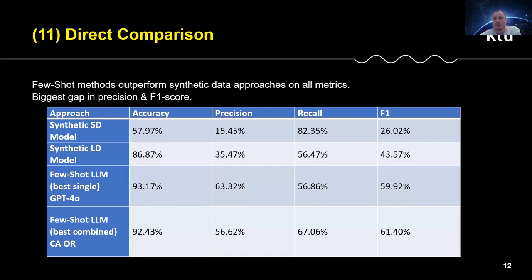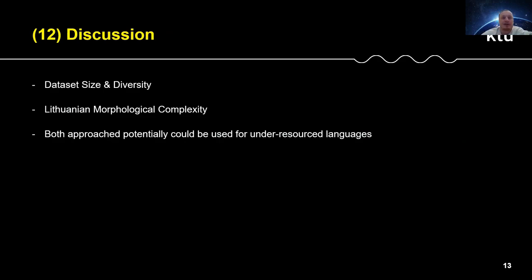As we see from the results tables, the few-shot approach outperforms the synthetic data approach on all metrics. The biggest gap can be seen in precision and F1 score. For the first discussion point, the synthetic data-trained model underperformed compared to few-shot large language models. Maybe the synthetic data lacked real-world diversity, which could be improved with more sophisticated prompting techniques, especially for Lithuanian, a morphologically complex language which possibly requires more diverse examples.